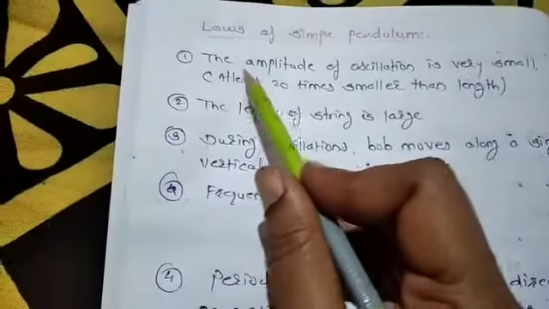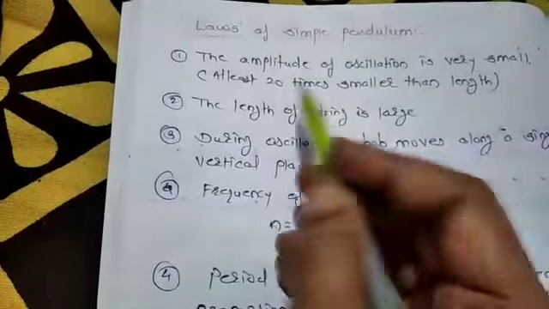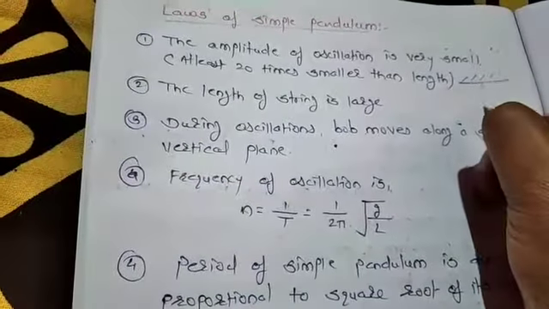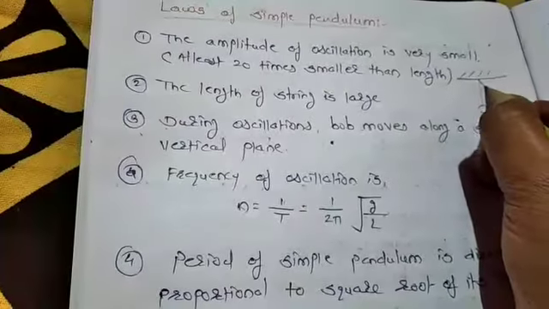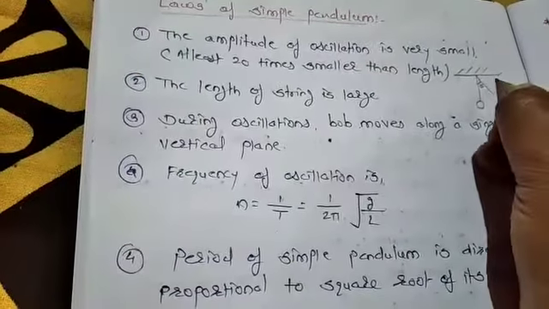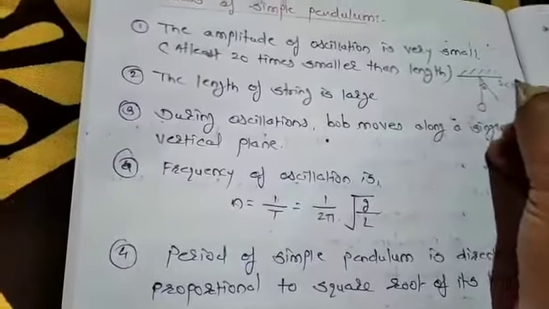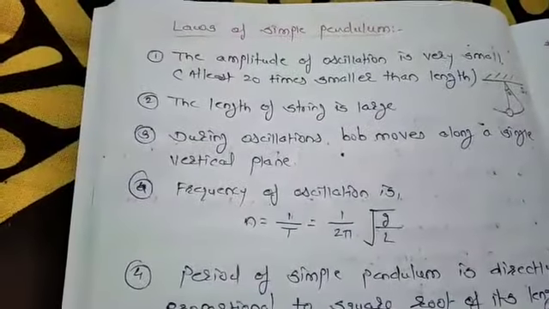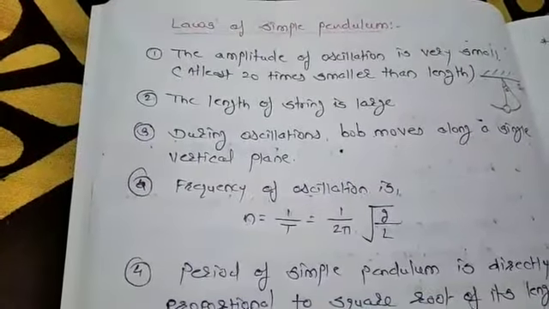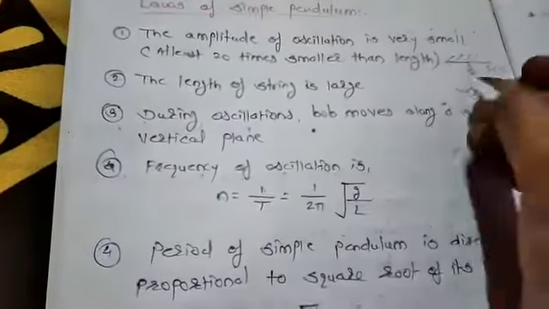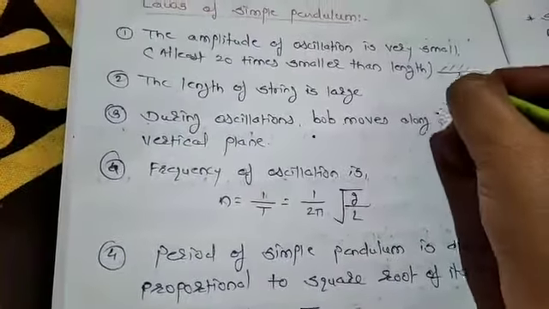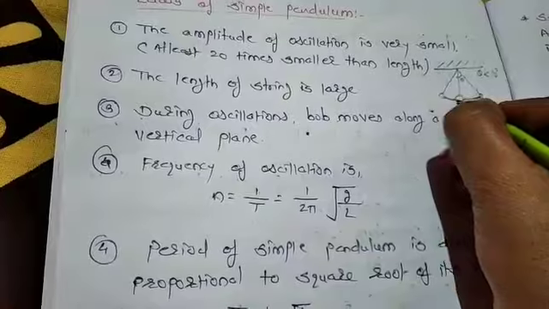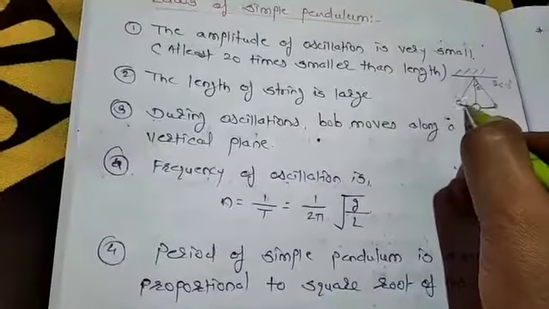The first law is what? The amplitude of oscillation is very small. As we have seen in this diagram, yesterday we saw that in the simple pendulum, this is the bob, and this theta should be very small, that is, this theta should be less than 10 degrees, and the motion should be like this. Right? So these are the extreme positions of the bob. So the bob will go to and fro about this mean position.